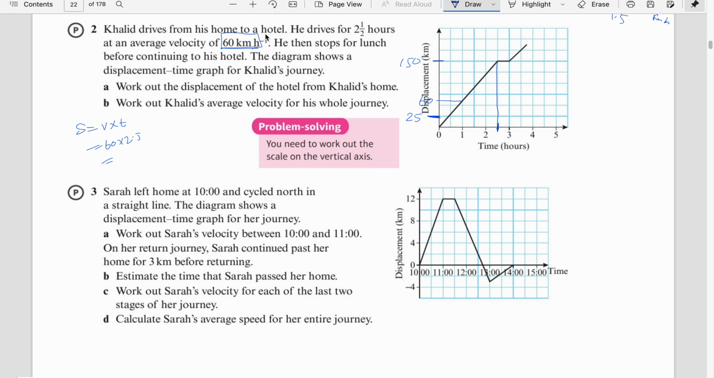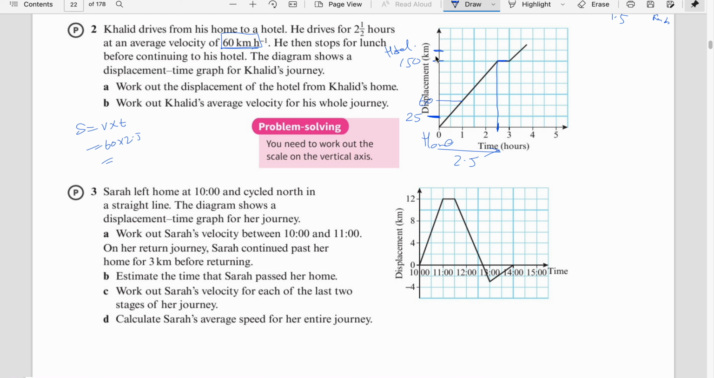Khalid drives from home to hotel. Yeah, just checking that. Khalid drives from his home to hotel. He drives for 2.5 hours at an average speed of 60. From home to hotel in 2.5 hours. So that's home and that's hotel. He then stops for lunch before continuing to hotel. So this is not it. He stops here and the diagram shows the displacement time graph, and then he covers the remaining distance again.